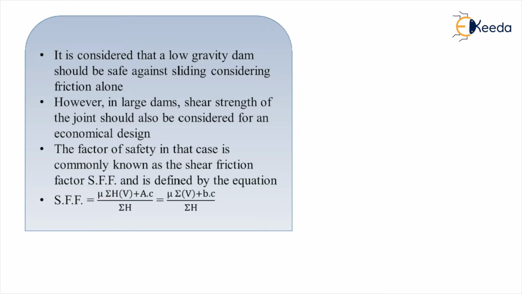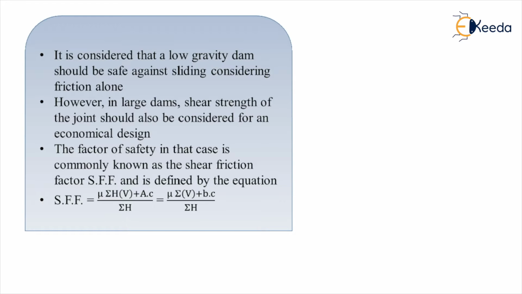So for finding out the area of a joint, which is placed according to the length of a dam, it is width into 1, that is unit length of a dam. So A is the area of a joint. C is nothing but the average cohesion or shear strength of a joint value. The value is also given here based on the material.